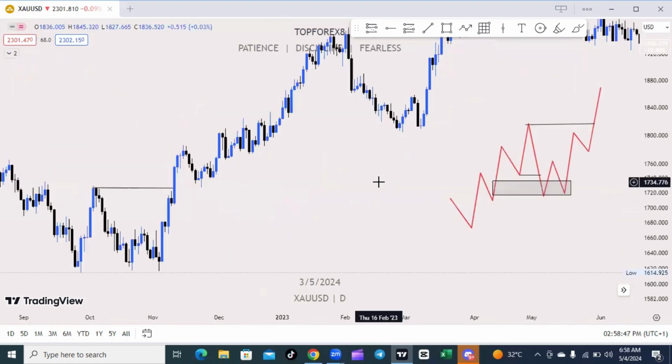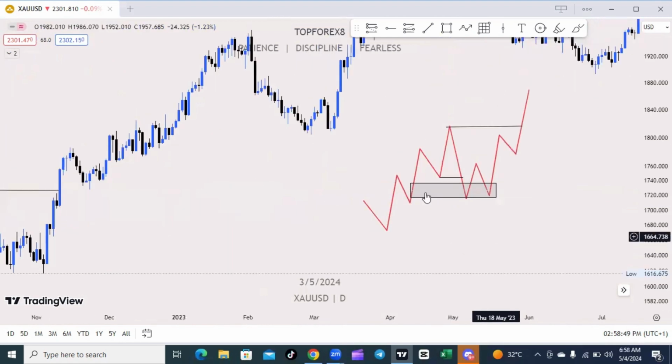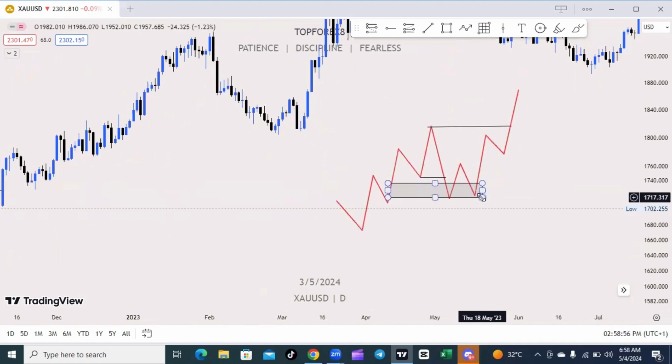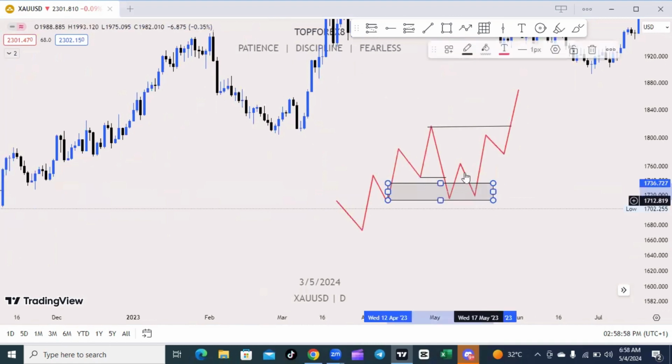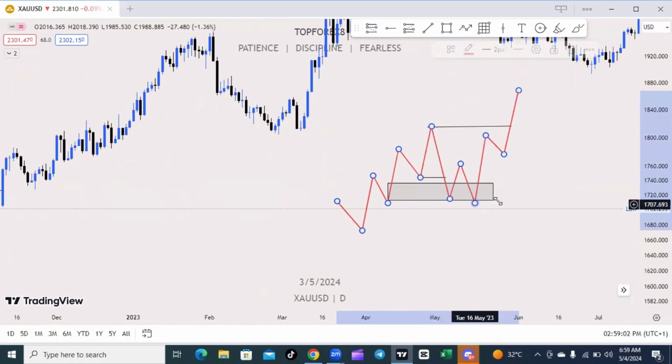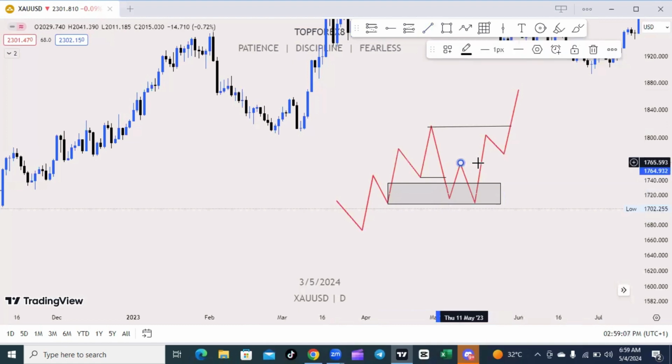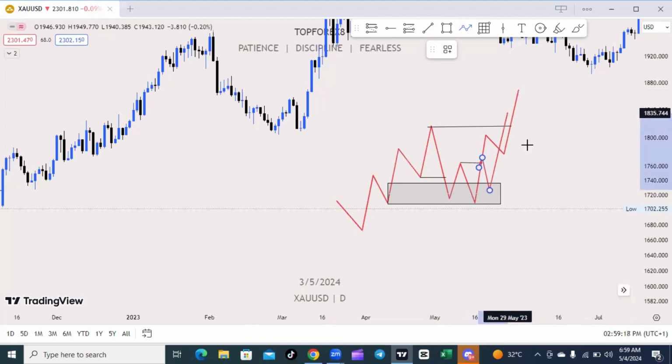So let us say we have a breaker block here, or fair value gap, or single candle order block, or flip. The point is that we want the market to come there and do one more thing. Do a change of character here. That is the perfect time for you. Change of character, come back, is the perfect confirmation for you.